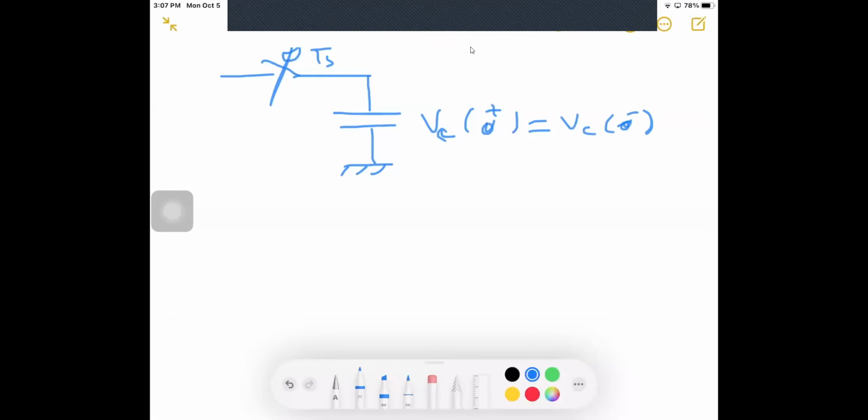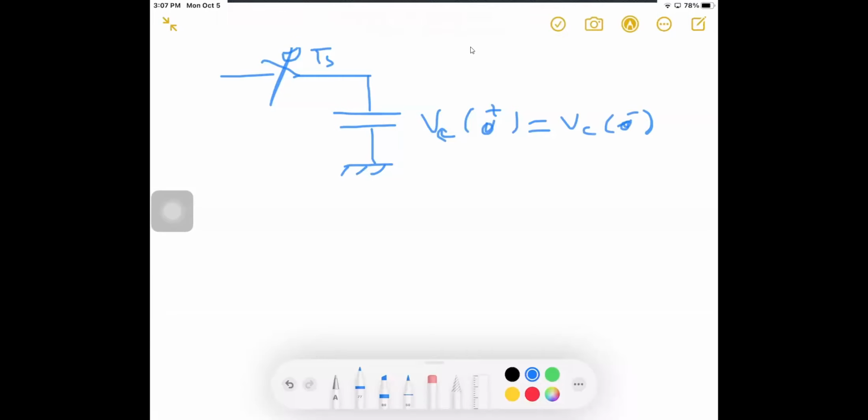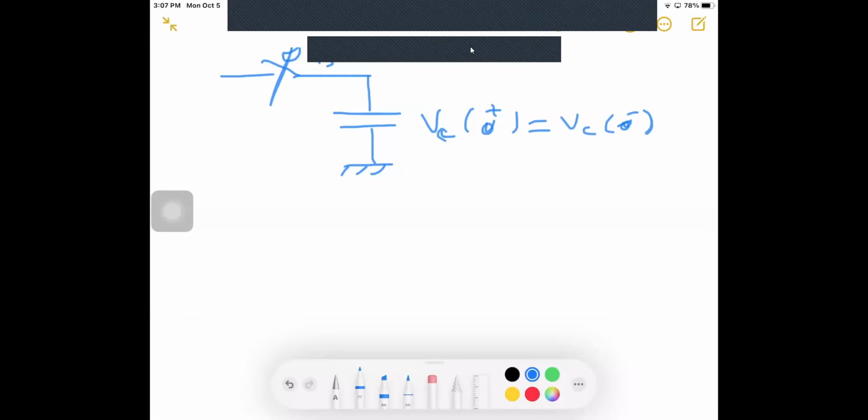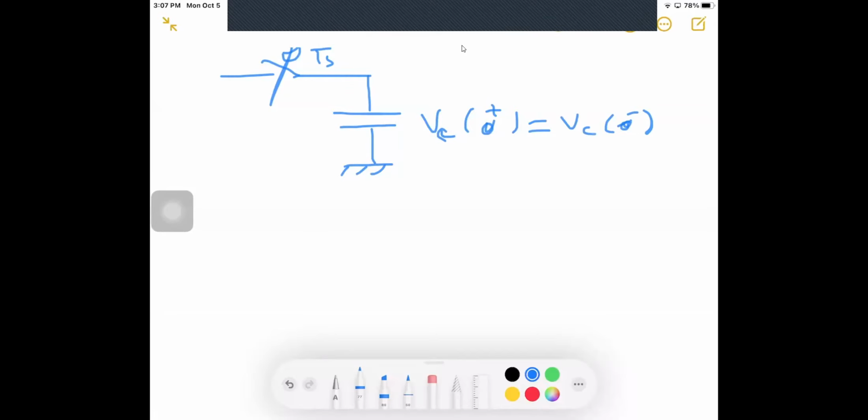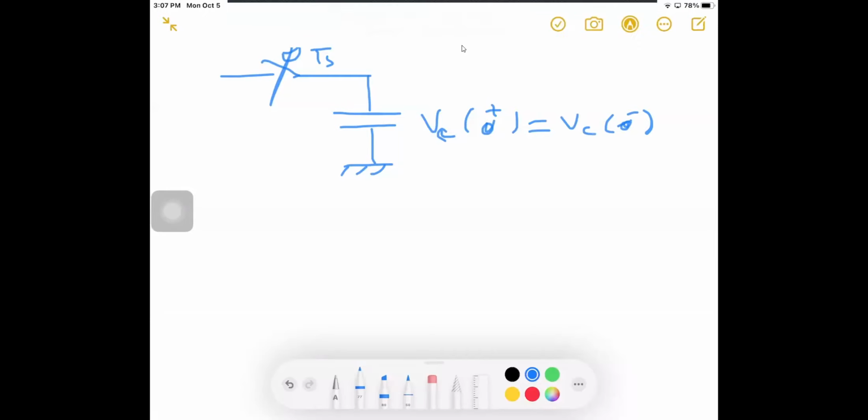So what we are going to do, we have to use the capacitor as what? As a storage. So after clarifying these concepts, let us go to the operation of this switch.